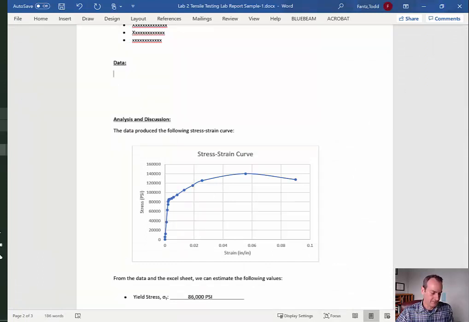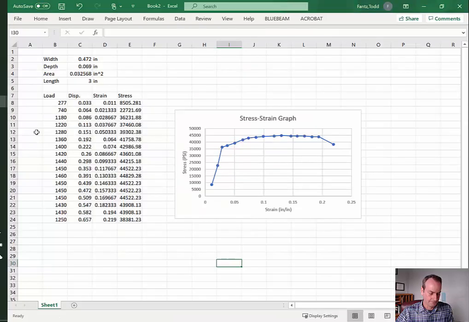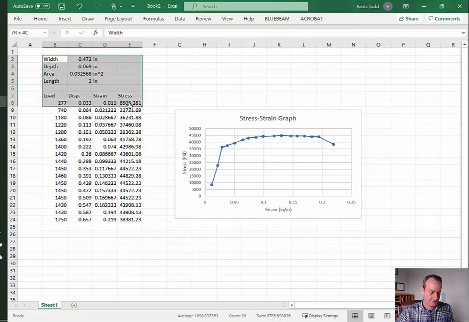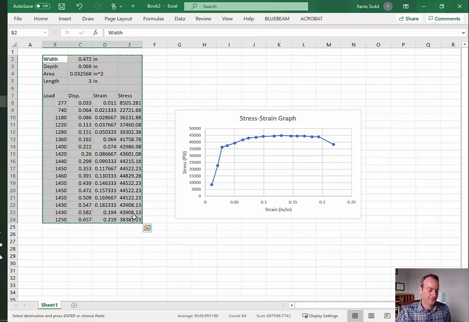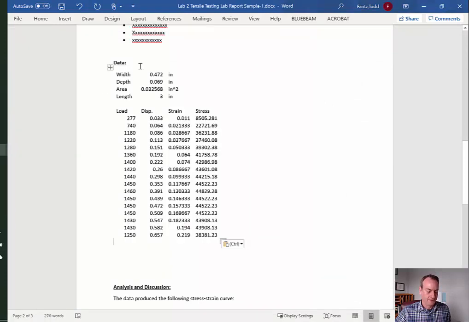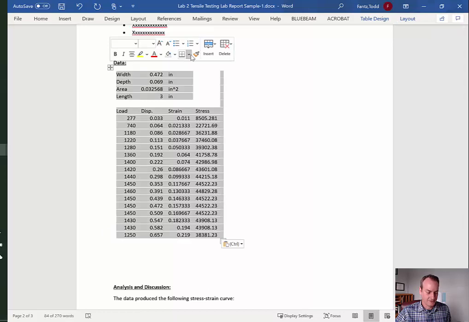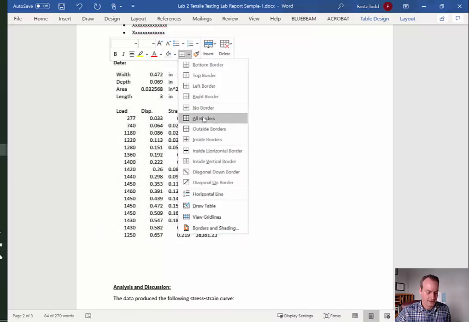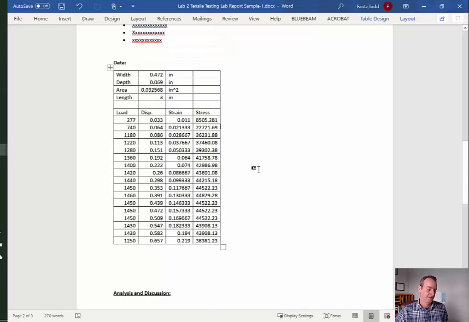So I'm going to go back to my Excel sheet. I'm going to highlight the width, depth, area, length, all of that. And I'm going to say Control-C to copy that, and go into my Word document, Control-V. Now I have a data table. It looks a little ugly because it doesn't have those lines. I could probably make it look a little better by adding those, but I wouldn't take off for that. So now you have your width, depth, area, length, your load, displacement, stress, and strain. That's your data that you're working with.